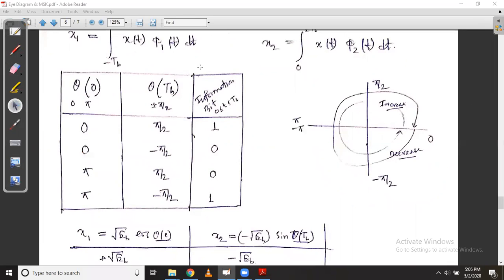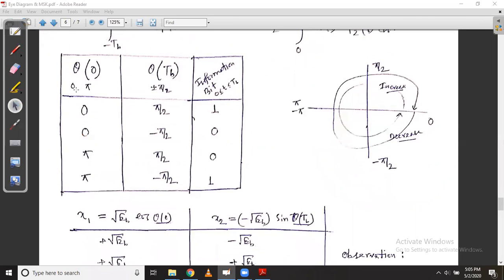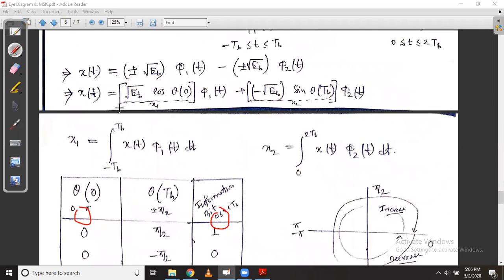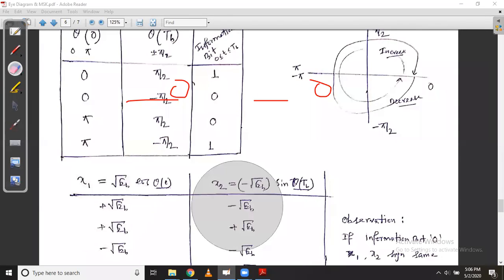That means we are getting this table. After that, x1(t) and x2(t) mean this expression: x1(t) is root of Eb, minus root of Eb, with the cos term and sin term, and theta(0) is there, theta(tb) is there. So x1, x2 is nothing but this expression and this expression.